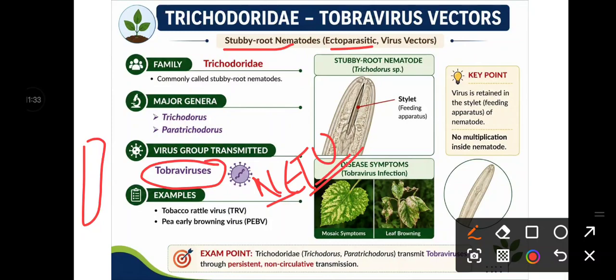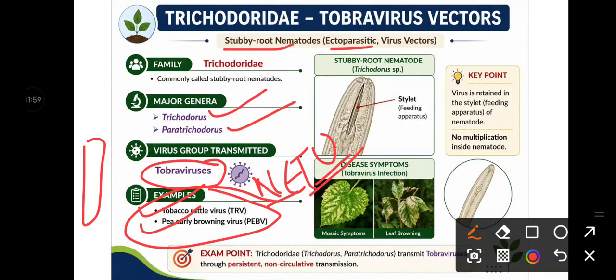The major genera under the Trichodoridae family that are reported to transmit plant viruses are Trichodorus and Paratrichodorus. The major examples of Tobraviruses transmitted by the Trichodoridae family of nematodes are tobacco rattle virus and pea early browning virus. So remember the examples. This is very important. Other characteristics remain the same: no multiplication, persistent nature, no transovarial transmission as well as no transstadial transmission.